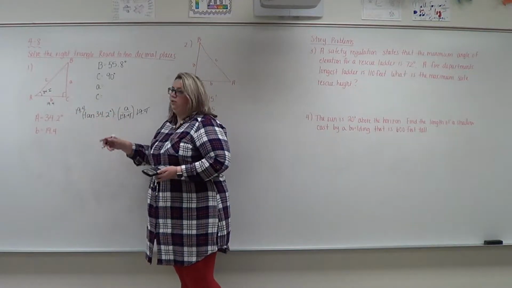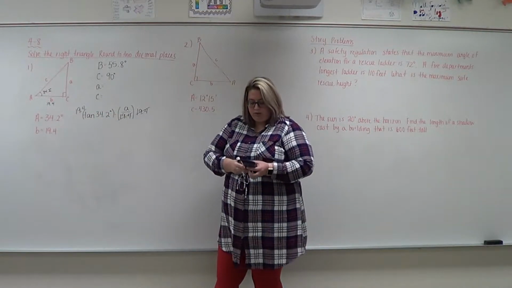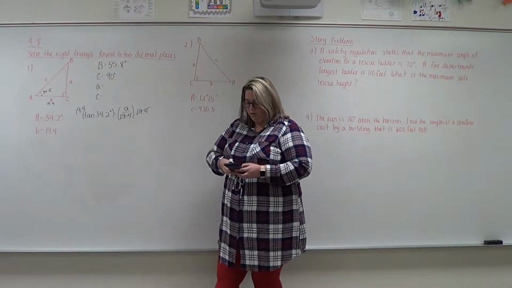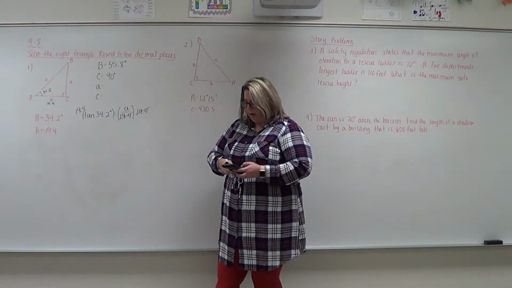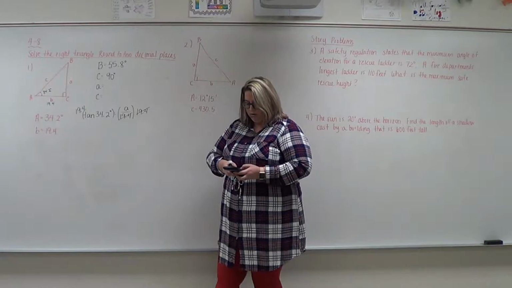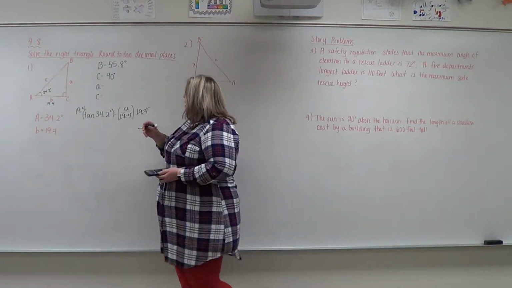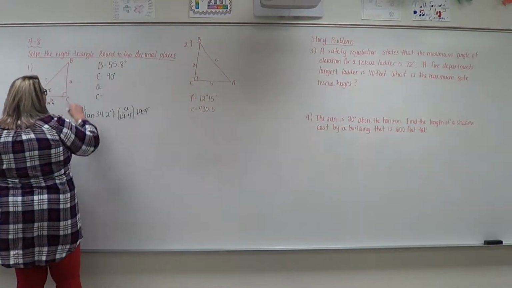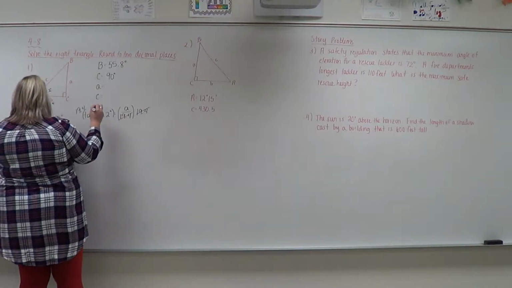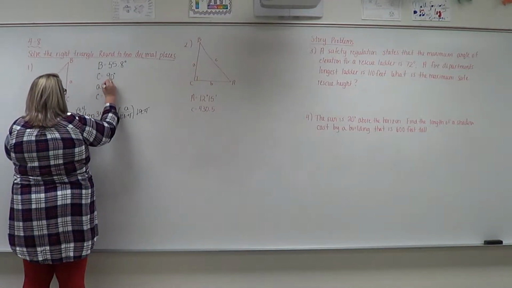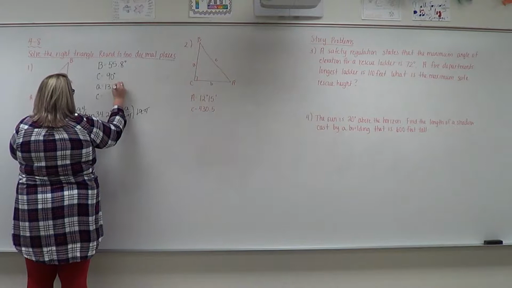Now, make sure your calculator's in degrees. So you would just do tangent of 34.2 degrees, and you're going to multiply by 19.4. Anything that doesn't come out perfectly, round to 2 decimal places. So you should get 13.18.